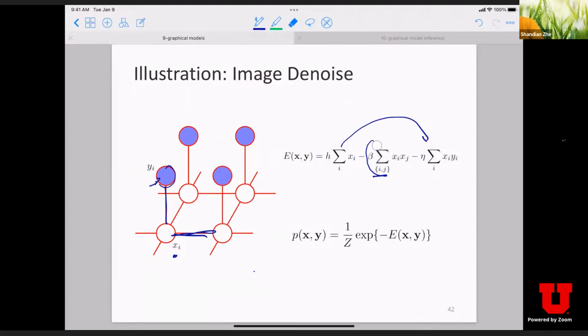So these potential functions are really simple. For this type of potential function, defined on the edges connecting ground truth pixel values, we just multiply xi and xj, and then multiply with coefficient beta. And for the second type, we just multiply xi and the noise observation yi, with some parameter eta, plus some scale h times xi itself. Then we form our joint probability over all xi's and yi's.